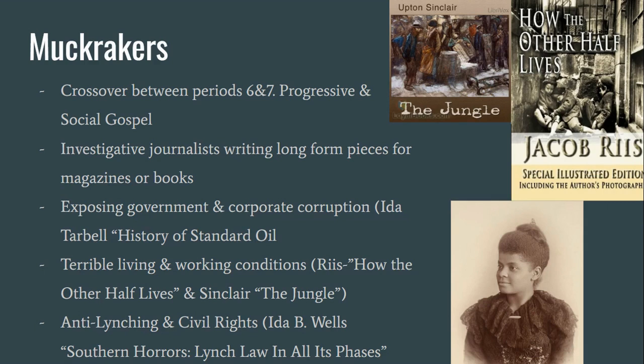And they worked on civil rights issues. One of the most famous examples is Ida B. Wells' Southern Horrors, Lynch Law in all its phases.